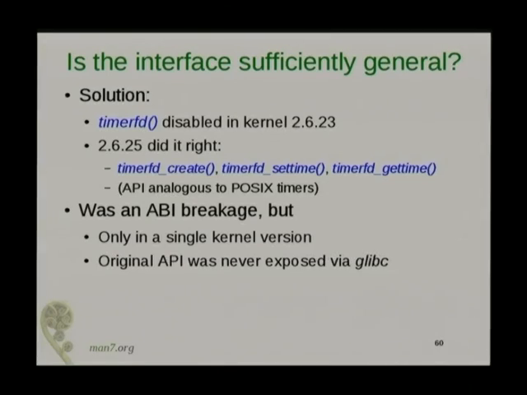Now, in theory, that was an ABI breakage because there was an old system call that was there for a release, but it went away. But essentially, that never got used by user space. It never got exposed by glibc. And so no one in practice actually had a chance to use it.